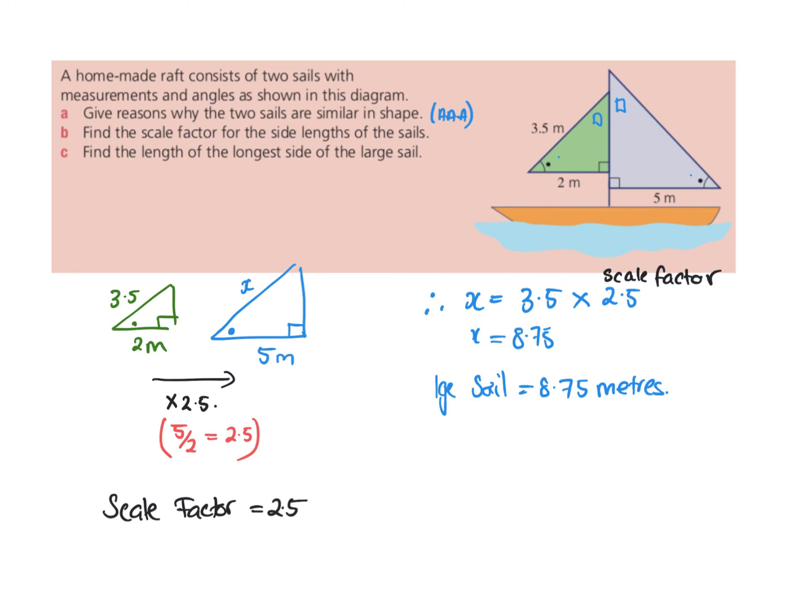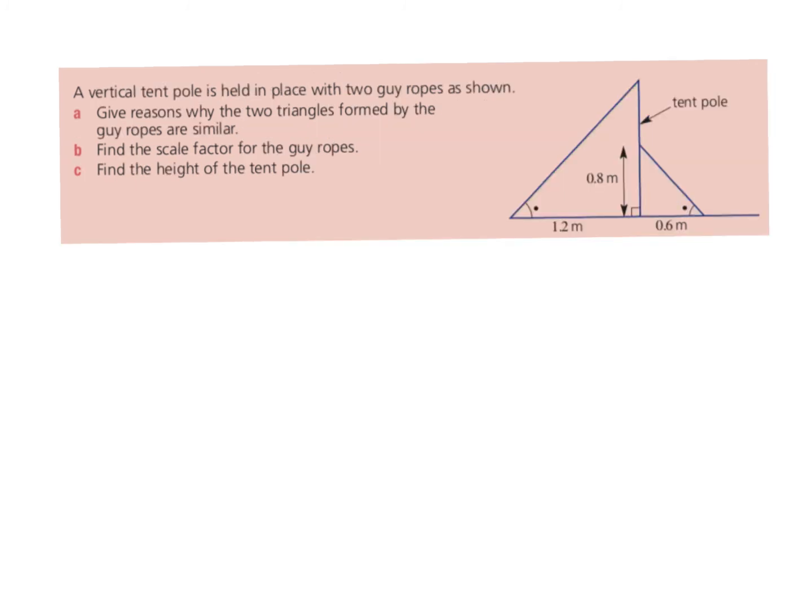Okay, awesome. A vertical tent pole is held in place by two guy ropes. So guy ropes, that's what you call a rope that connects to a tent. They're actually called guy ropes. So these two things, they are calling guy ropes, just so you know, all right? And then they've said that they've got a vertical tent pole. So that's that vertical tent pole there, okay? Give reason why the two triangles formed are similar.